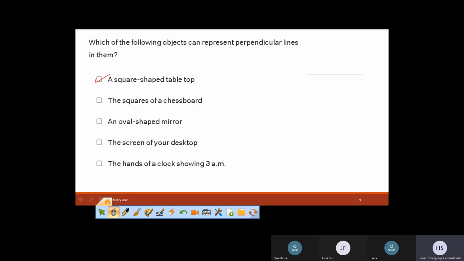The squares of a chessboard. Yes, you know the chessboard? An oval-shaped mirror. No. Screen of your desktop. And the hands of a clock showing 3 o'clock. Here is the clock. Here is the 3. Does it show a right angle? Yes.